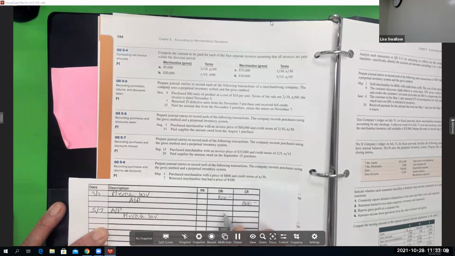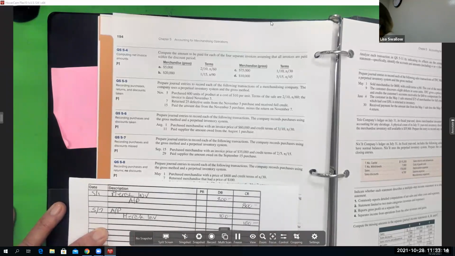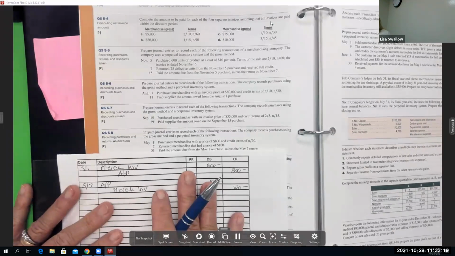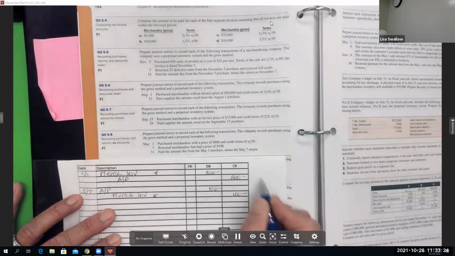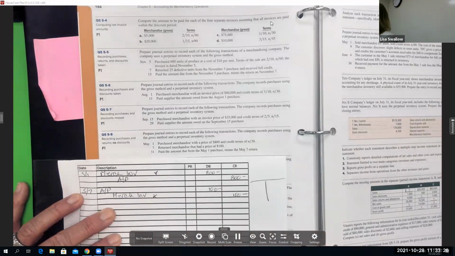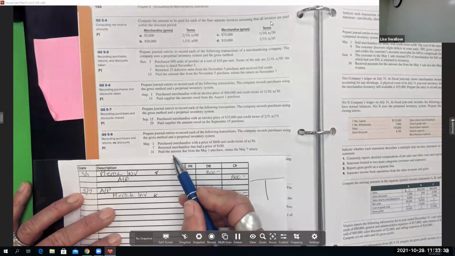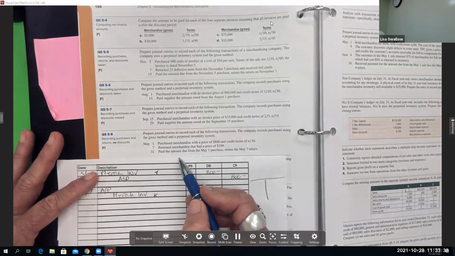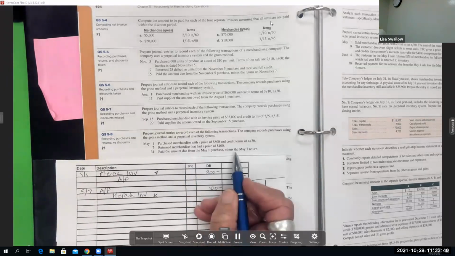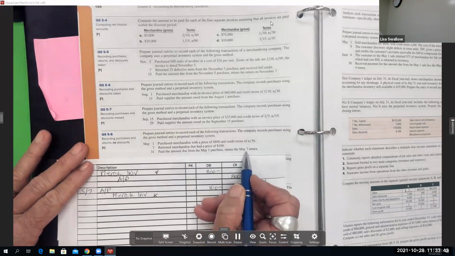So what he just said is absolutely correct. Do you see how everything goes through the inventory account? The returns, the discounts, everything. And that's ultimately in this T account, how we establish our cost basis. Okay, then this one gets a little trickier. On the 31st, I paid the amount due from May 1st minus the May 7th return.